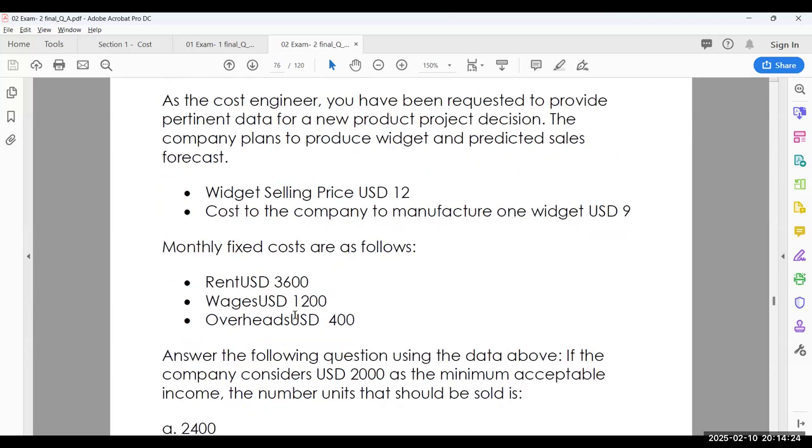So next, do this next one also. Answer the following question using the data above. If the company considered $2,000 as the minimum acceptable income, the number of units that should be sold is, so how much will it be? 2,000 per month, right? Or per unit? He needs to generate the profit of 2,000 overall.